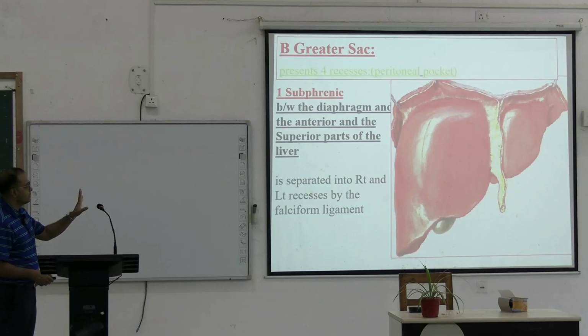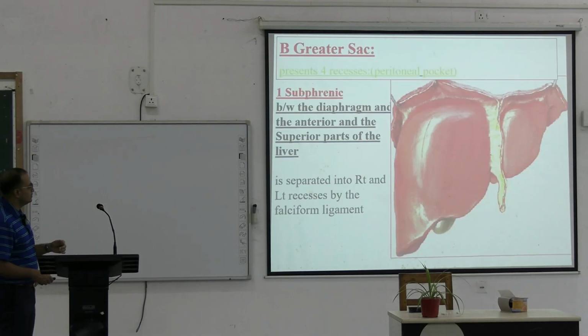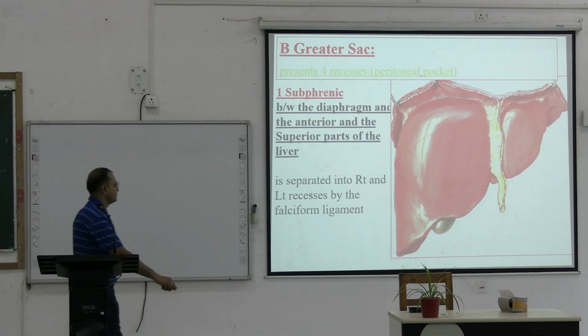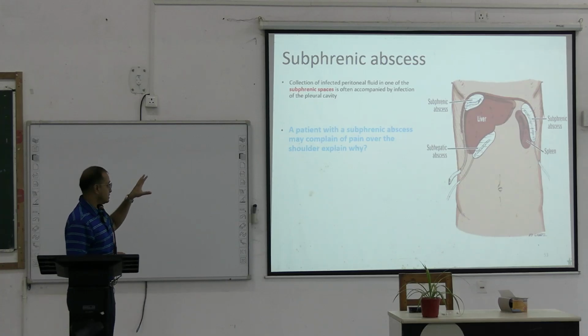Apart from that, we have spaces in the greater sac, which we call the subphrenic, that means under the diaphragm, and the subhepatic spaces. These can be divided into right side and left side accordingly, separated by the falciform ligament, or the presence of the ligament, and the presence of the liver. Out of these spaces, we have the subphrenic space and the hepatorenal pouch, and the subphrenic abscess is important to us.